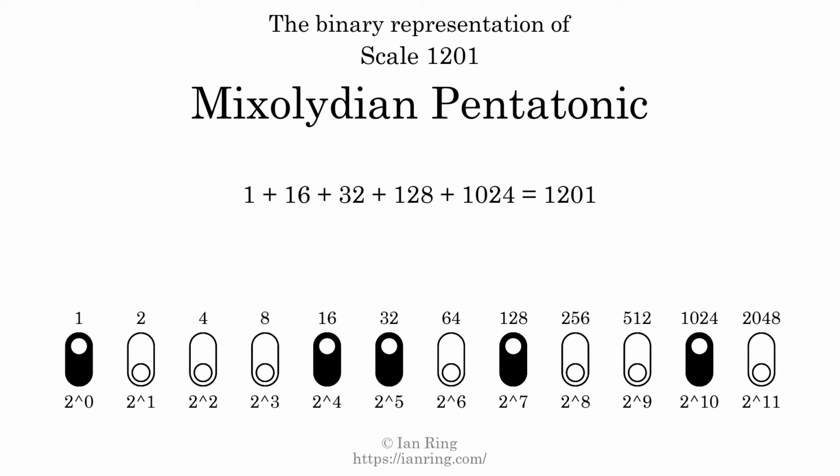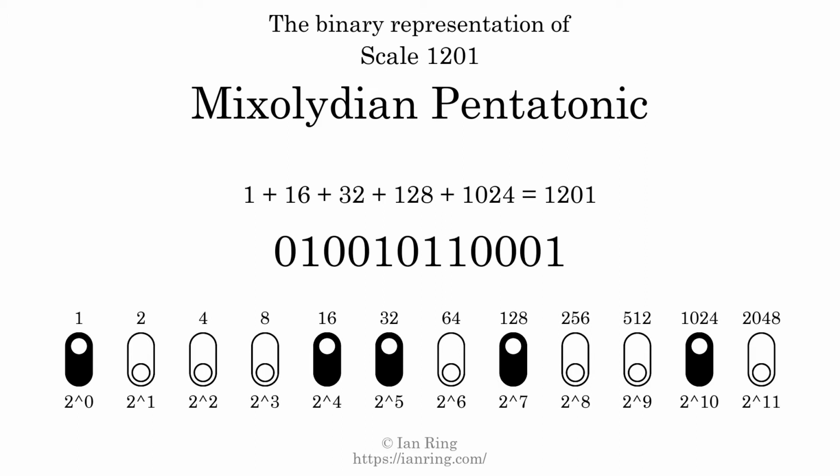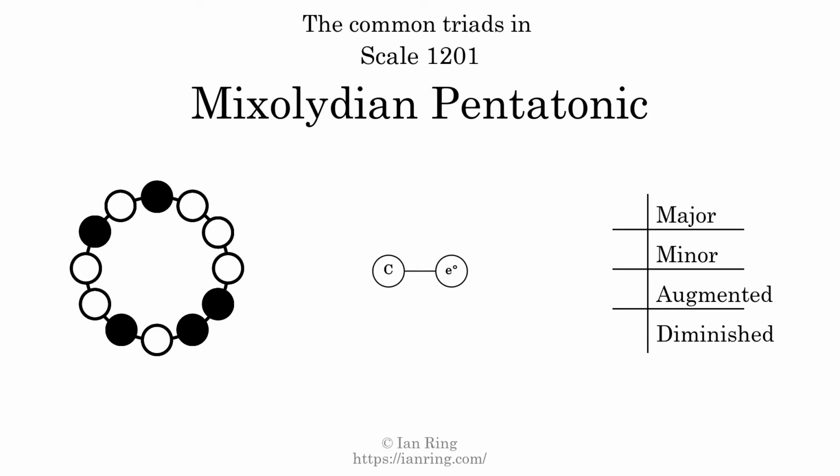The scale number not only enumerates the scale with a unique index, but it also literally describes the tonal content of the scale. Represented as a binary number in base 2, the scale number is 010010110001. Here are the common triads present in this scale.